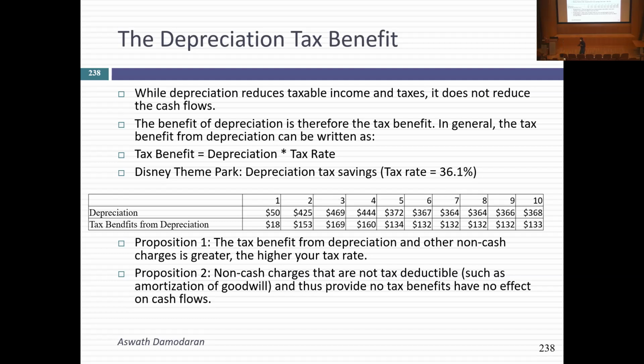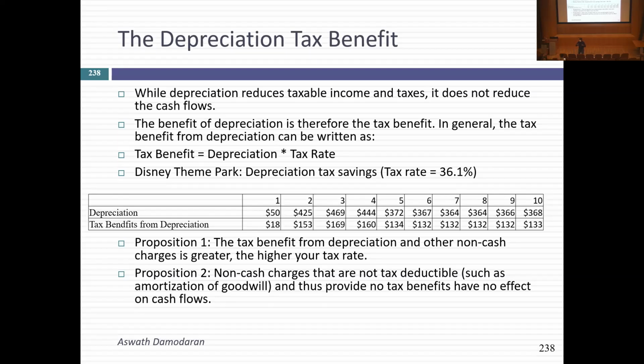The tax benefits to depreciation will be far greater if you have a 50% tax rate than if you have a 20% tax rate. And they will be non-existent if you have a zero tax rate. A lot of hospitals are nonprofits. And many hospitals have huge capital expenditure, right? The big X-ray machine.